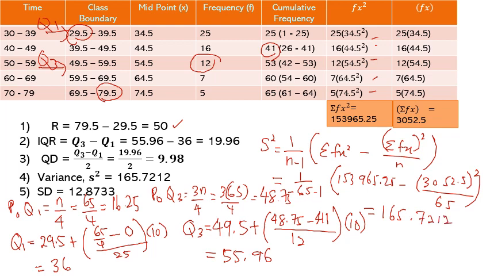So from the value of variance, how to find the standard deviation for question 5? Standard deviation, so square root the answer of variance, the square root of 165.7212. So we got 12.8733. Okay, understand?